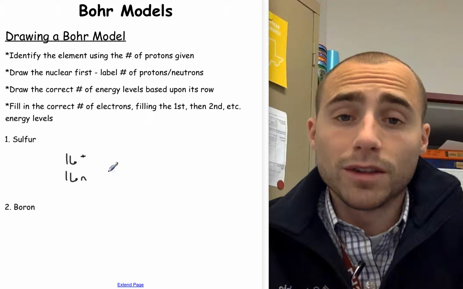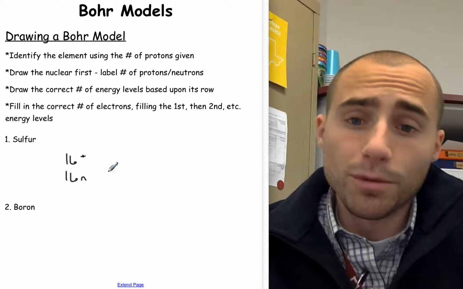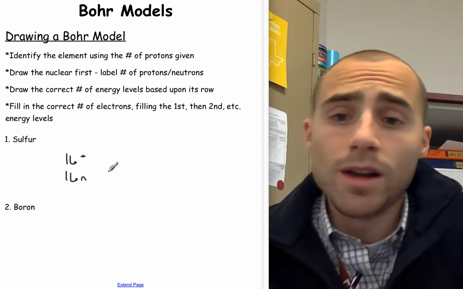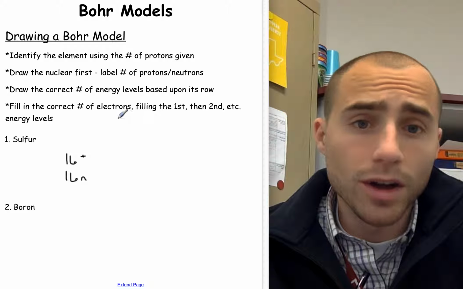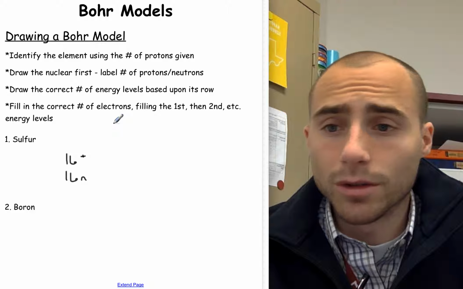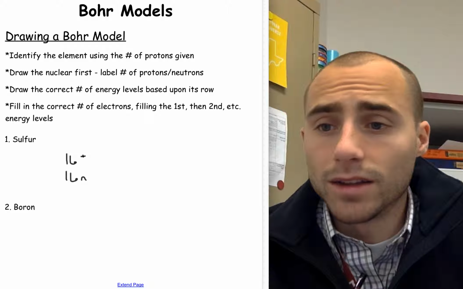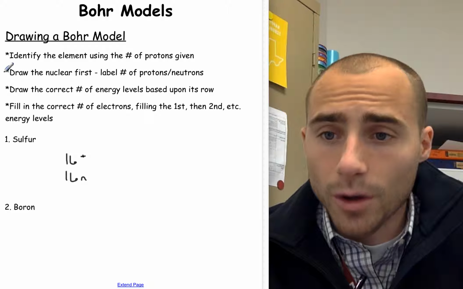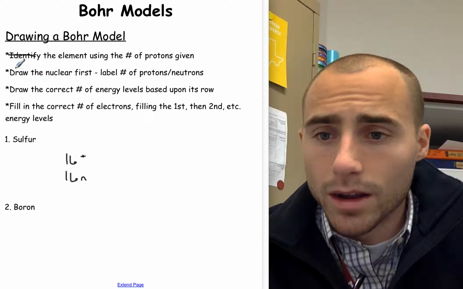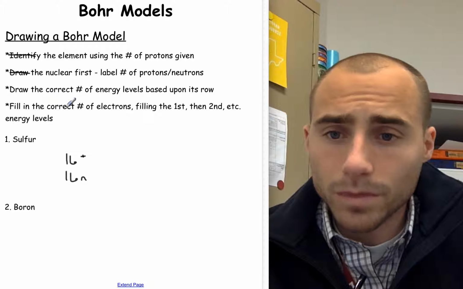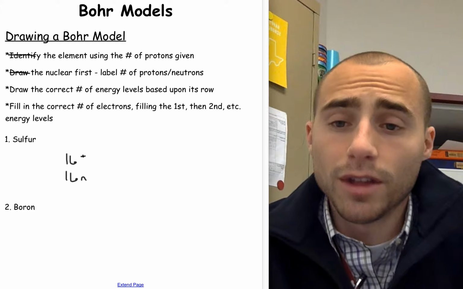So that is my nucleus. Just writing the number of protons and the number of neutrons represents your nucleus. Don't draw a circle or anything else around it. That just gets a little bit confusing. So right here is the nucleus. So I've identified the element. I've drawn the nucleus. Now I need to draw the correct number of energy levels based on its row.